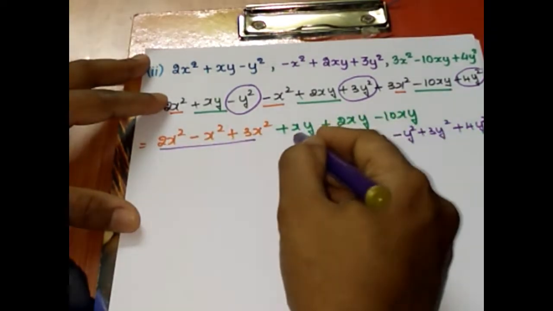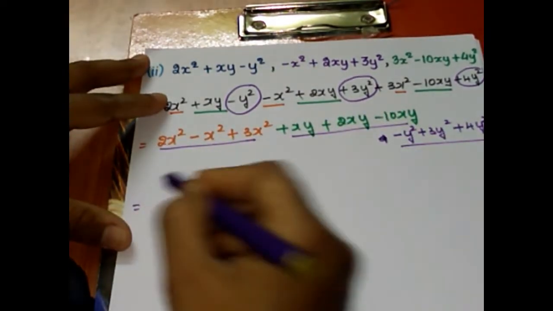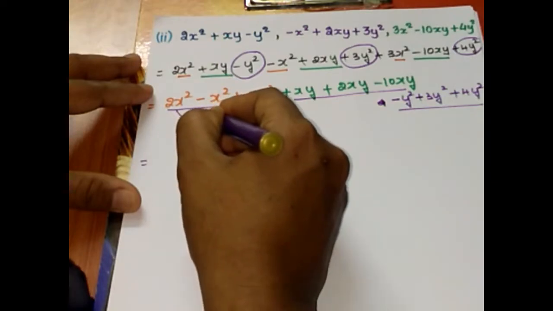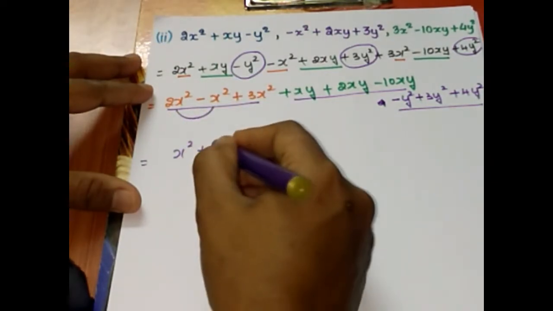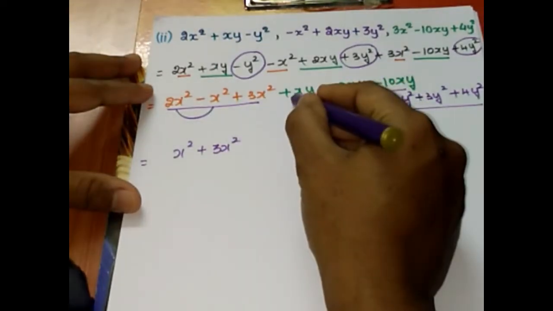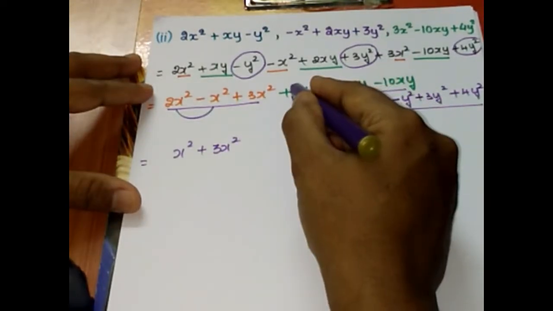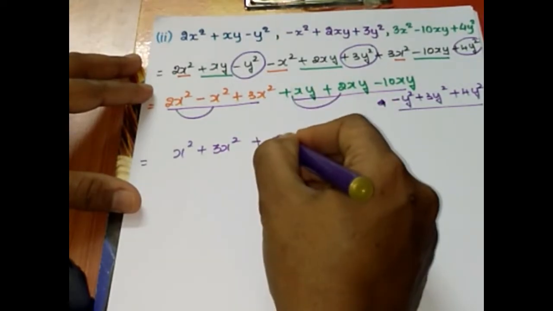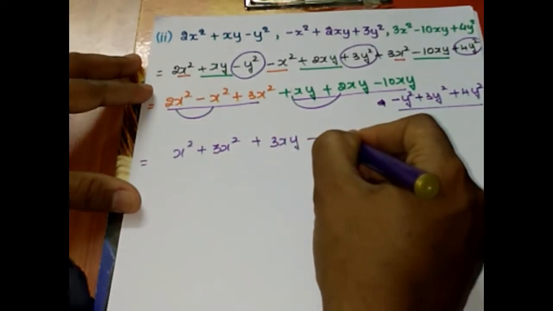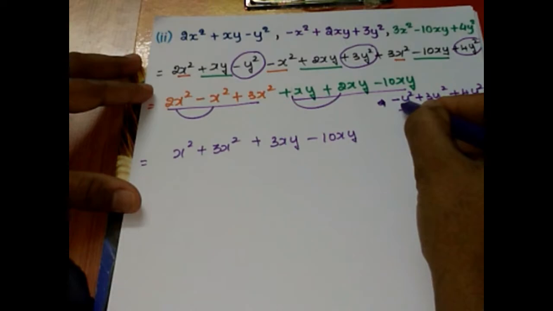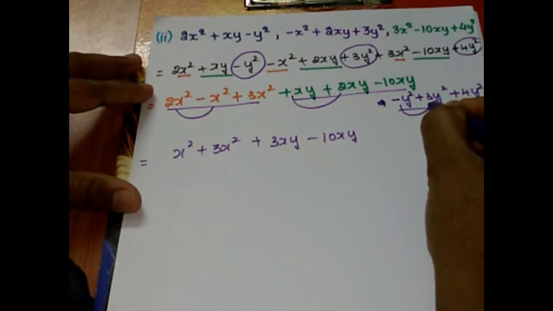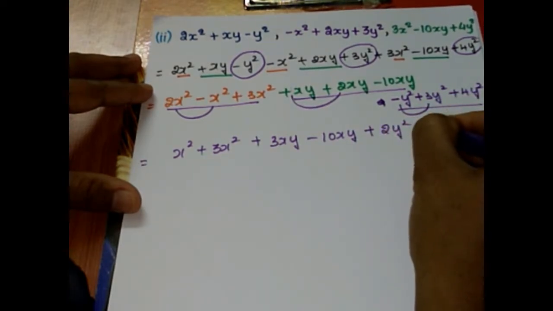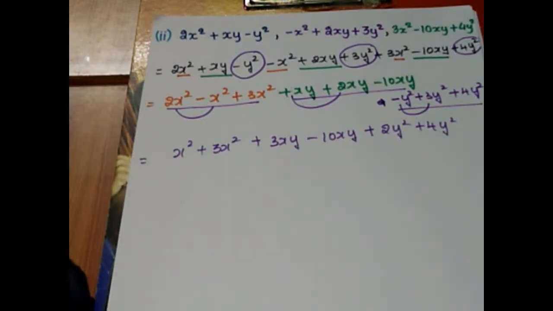Now first consider x square, then xy, then y square. We'll do it in 2 steps as we did in the previous problem. 2x square minus x square is x square. Let me keep 3x square as it is. Here xy plus 2xy: what is the coefficient here? I have already told you xy means it is 1xy. Hence it results as 3xy minus 10xy. Minus y square plus 3y square: 3 minus 1 is 2, greater number sign is plus. 2y square plus 4y square.